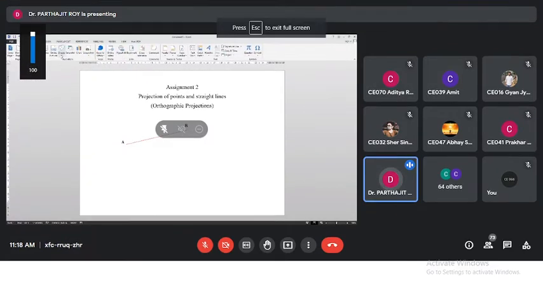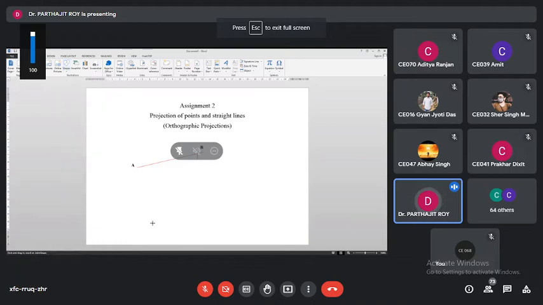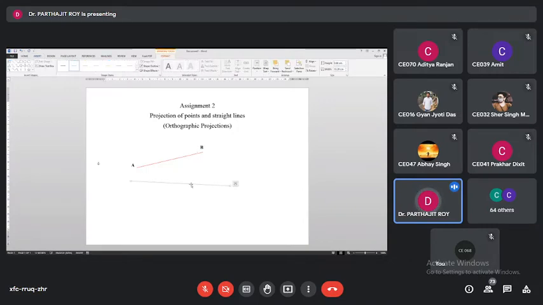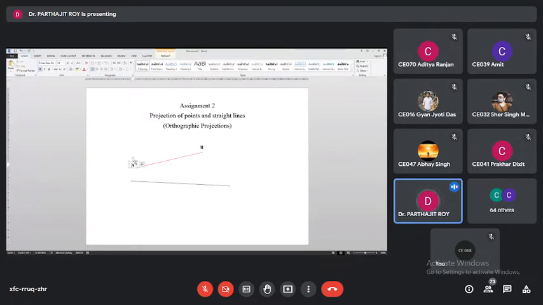Now you are supposed to get the projection of the straight line on any other line. Maybe horizontal or maybe not horizontal. Let's say, for example, this is the line over which I have to get the projection of the straight line AB. The given straight line AB over which the projection has to be taken. Let us call this line CD. So our task is to get the projection of the straight line AB on CD.